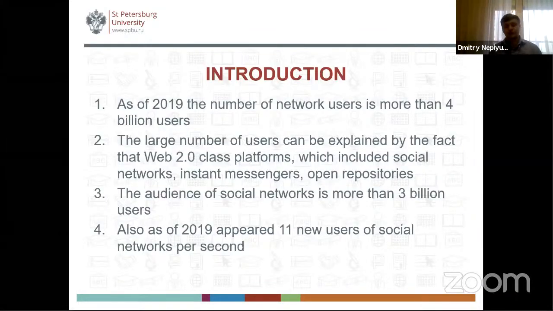Currently, the number of network users is more than 4 billion. The audience of social networks is more than 3 billion. About 1 million users start using social networks each day. It's about 11 new users per second. This large number of users explains Web 2.0 class platforms such as social networks, messengers, and open repositories. Due to the involvement of users, their high activity in content generation, and the technological features of Web 2.0 class platforms, we can observe a high rate of dissemination of information about any events in social networks.